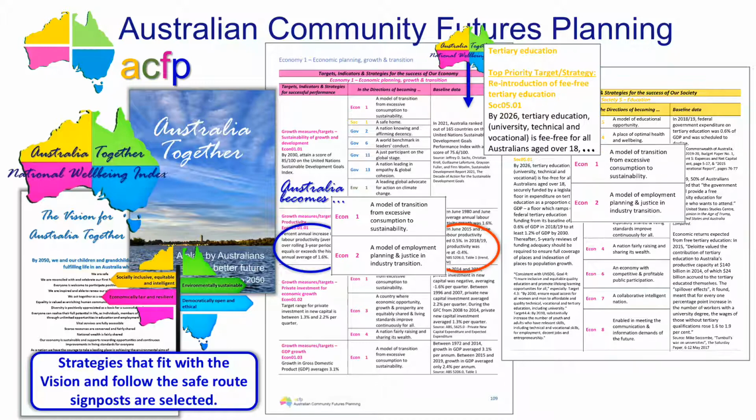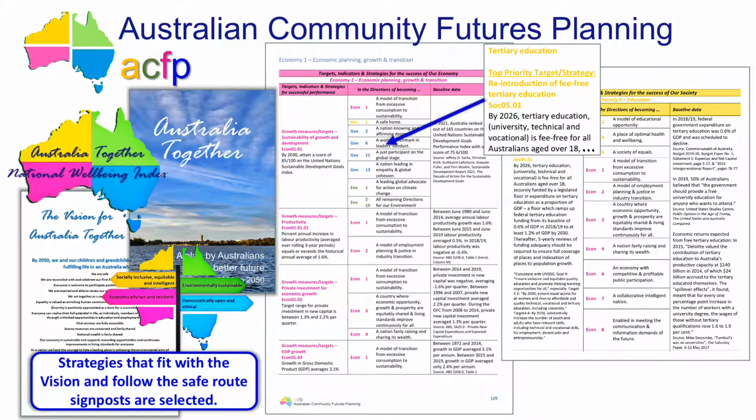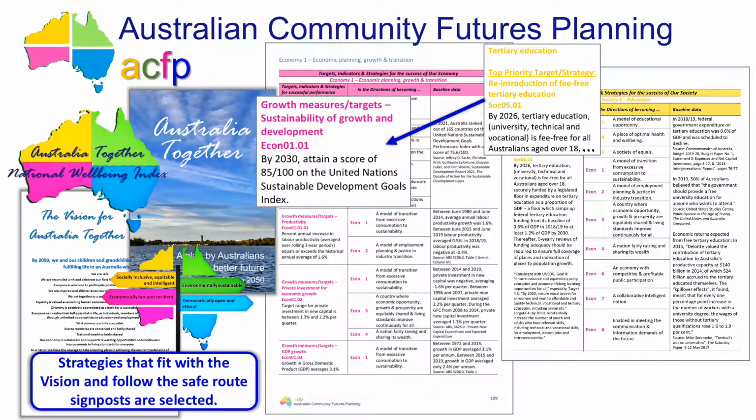That strategy follows the same signposts as the productivity target. In fact, strategies like that one propel us toward the achievement of multiple targets. There is a close link between increased access to affordable tertiary education and our ability to meet targets like this one, for instance, our commitment to meet the United Nations Sustainable Development Goals by 2030.